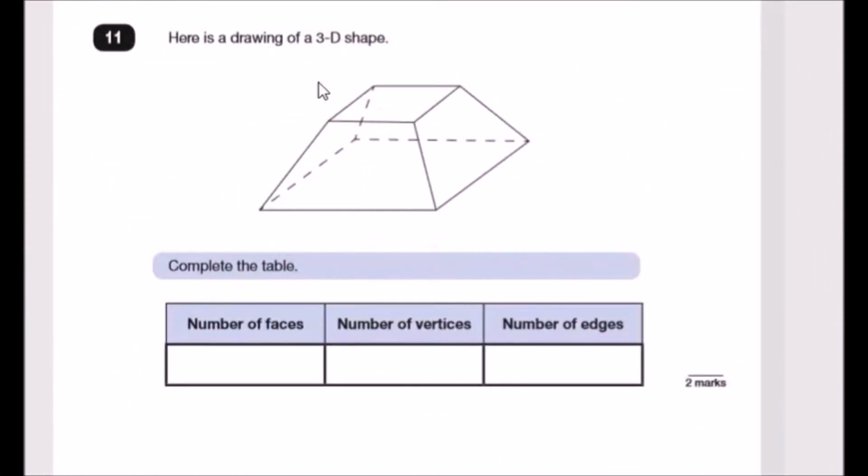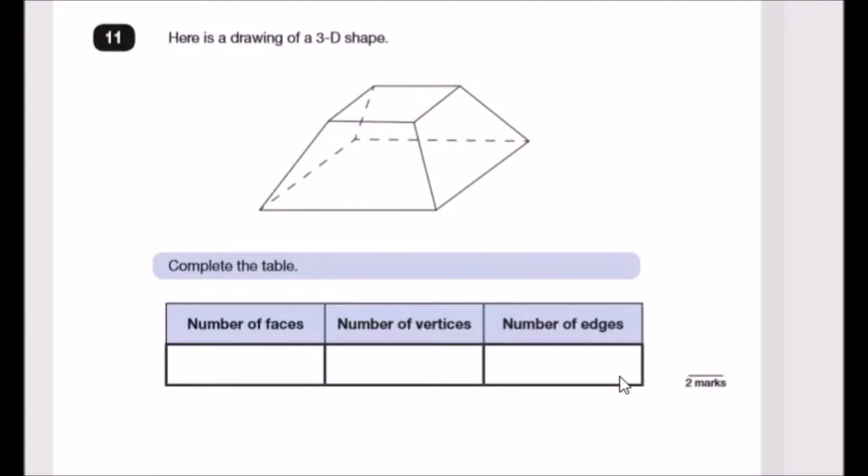So here is a drawing of a 3D shape. Okay, so this looks sort of like a trapezium, doesn't it? Yeah, or trapezoid, or prism-based trapezium, something like that. Correct me if I'm wrong, guys. Now, complete the table. So how many faces does it have?